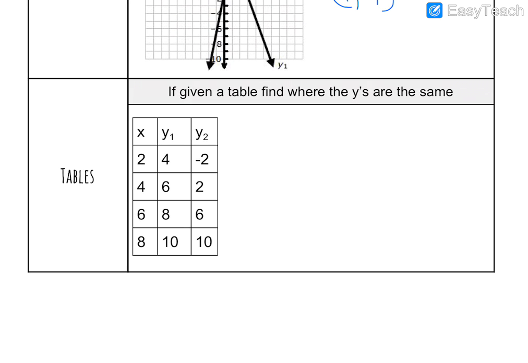And if we're given a straightforward table, those are pretty easy to find too. We're looking where the y's are the same, so we'll just look across. This is 4, this is -2. Those aren't the same. 6, 2 won't work. 8, 6, that won't work. We have 10, 10 there. So the solution to this system is 8, 10.